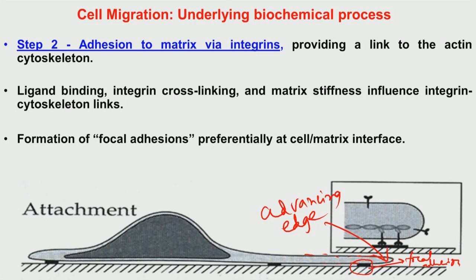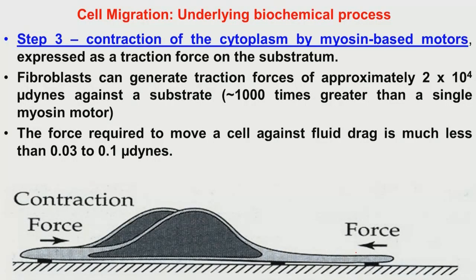So, the formation of the focal adhesion is key as far as the stability of this particular cytoskeletal part of the cell is concerned, and that has been shown. This is your new focal adhesion that has formed, and once it forms and attaches, it helps the cell attach to the substrate much more firmly at the advancing edge, and there will be a contraction force at the rear end. These contraction forces are approximately 10 to the power 4 microdynes. Micro means 10 to the power minus 6, so 2 into 10 to the power minus 2 dyne. Dyne is gram centimeter per second square.